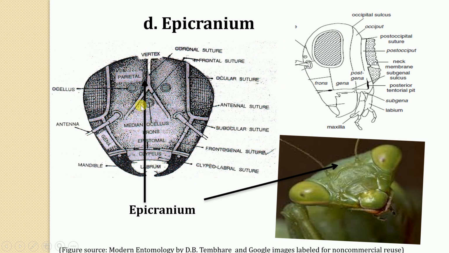So this is an epicranial suture, which is an inverted Y-shaped suture responsible for separating the frons from the epicranium. So this whole part just above the frontal suture is referred to as the epicranium. It represents the entire upper region of the insect head. It extends from the anterior frontal suture to the posterior occipital suture.